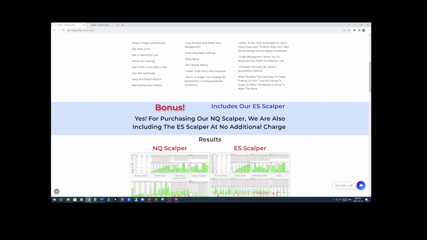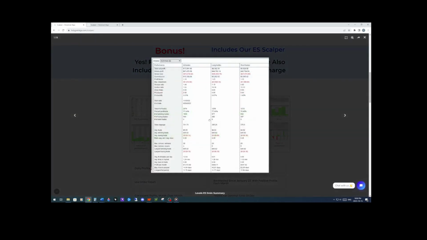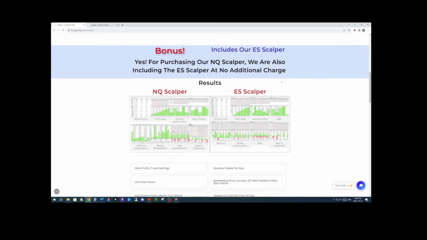requests for help. Look, the ES scalper is half the drawdown of the NQ, but that's also very low. Well, it's not nothing, but it's not as much compared to the NQ. What else here?